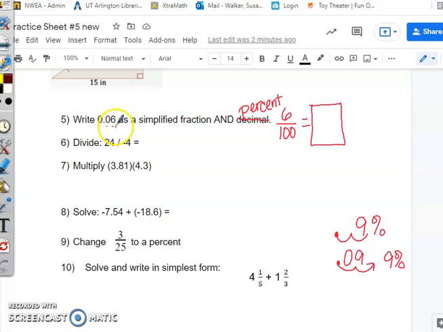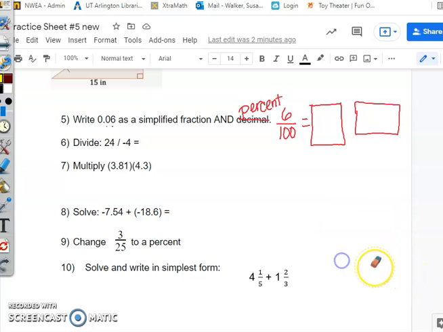So you're going to do that with this number. Okay, so this should say percent, and I'll fix that in class. So after you simplify this, also write your percent, whatever that is. I can't even get it right because it's written wrong.